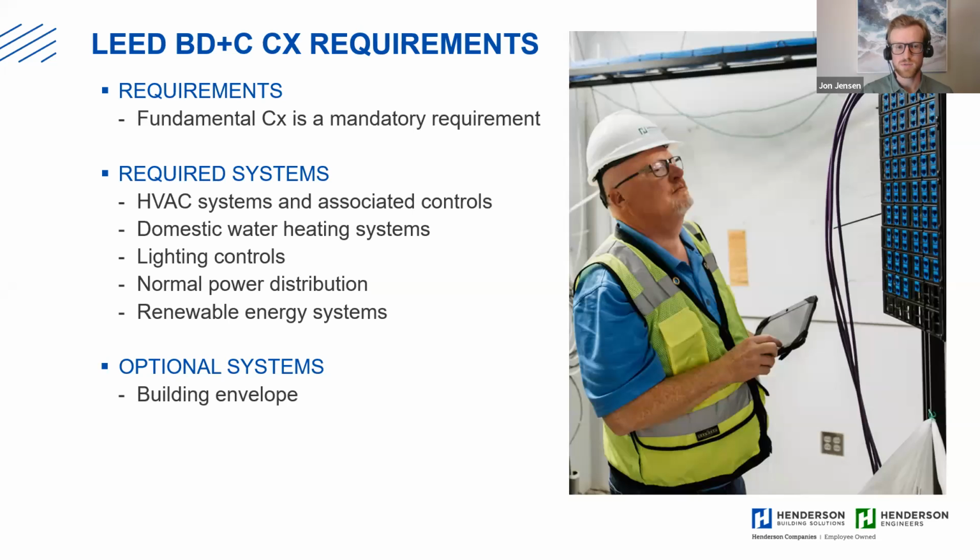Some of those required systems to be commissioned include HVAC systems and their associated controls, domestic water heating systems, lighting controls, normal power distribution, and any applicable renewable energy system. So the idea is anything that consumes energy or provides energy to your project. Some of the optional systems would include building envelope, and we'll talk a little bit more about that as we get into some of the optional credits.